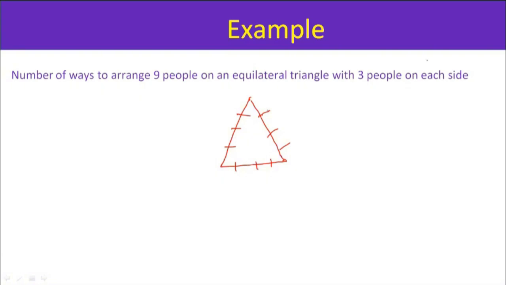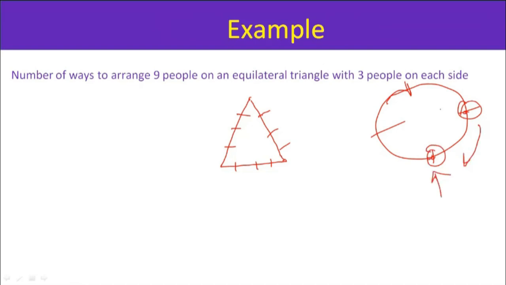See, in circular, what happens is whether someone is here, here, here, here, anywhere, right? I can always rotate and I can bring this particular person to this position by just rotating it, right? Hence, what we do in circular is we just fixate one person, because whosoever I fix, anyone can be in that position. But here, can we do that?